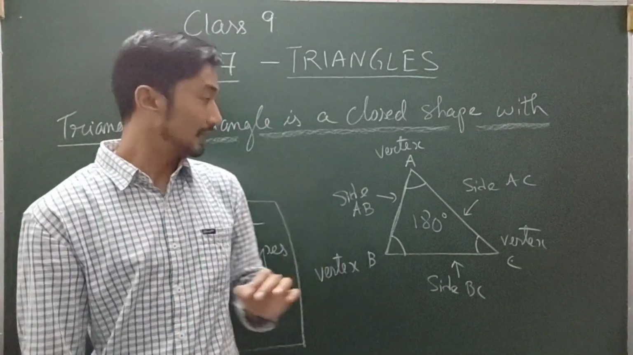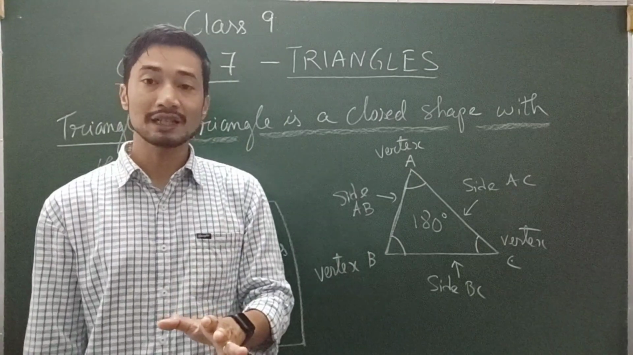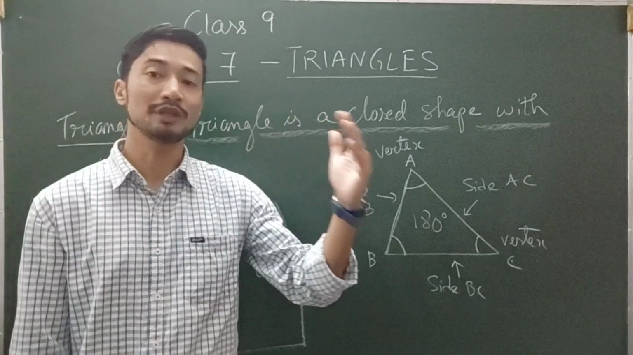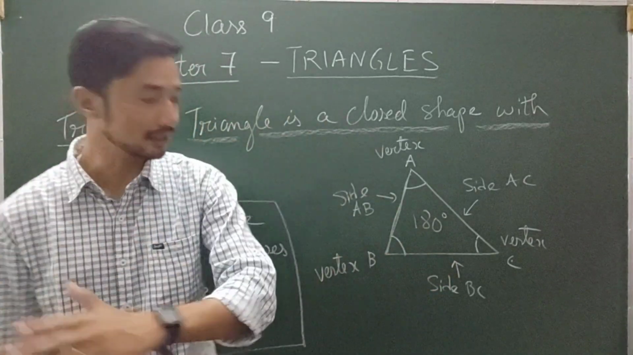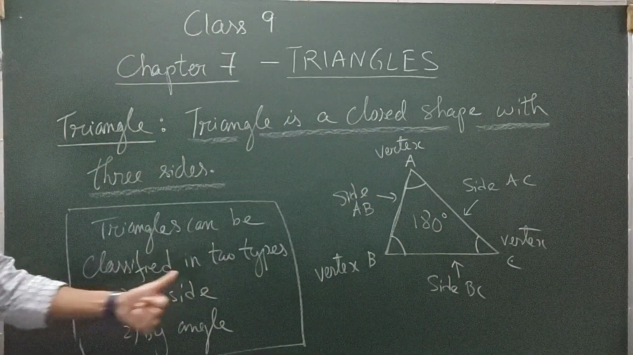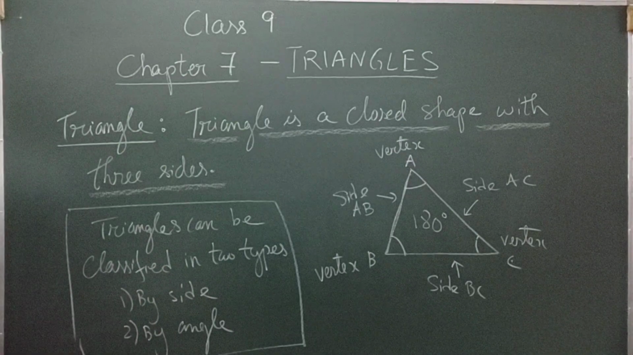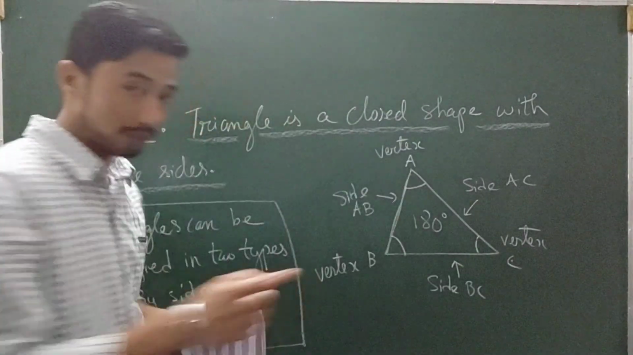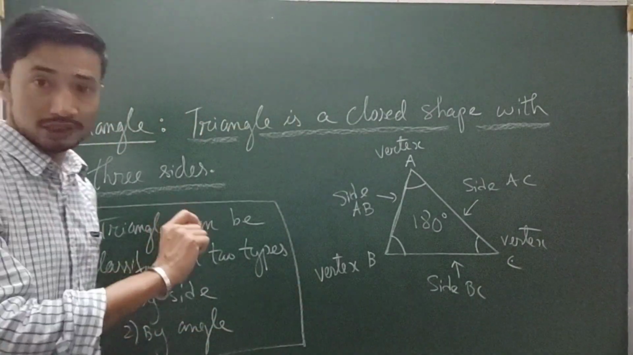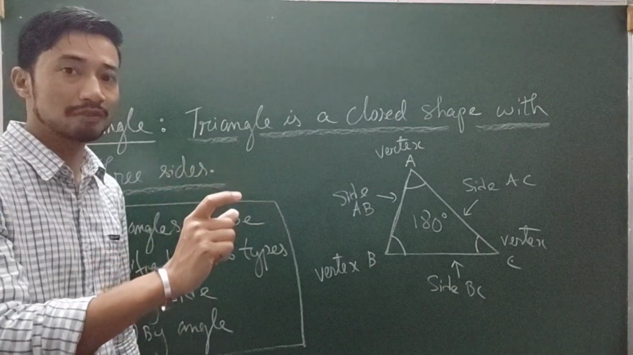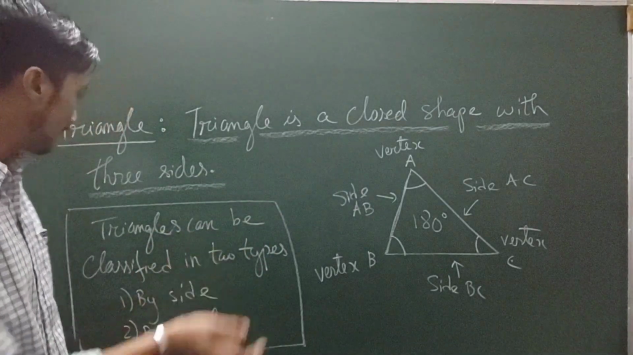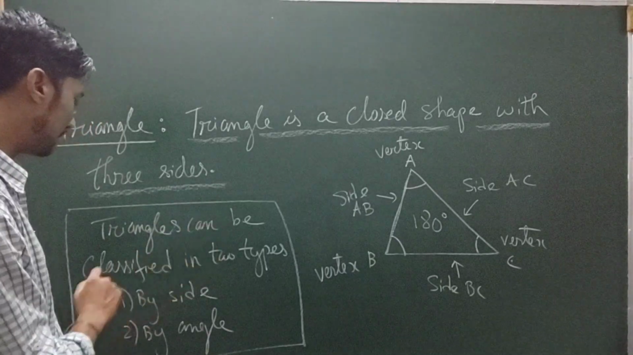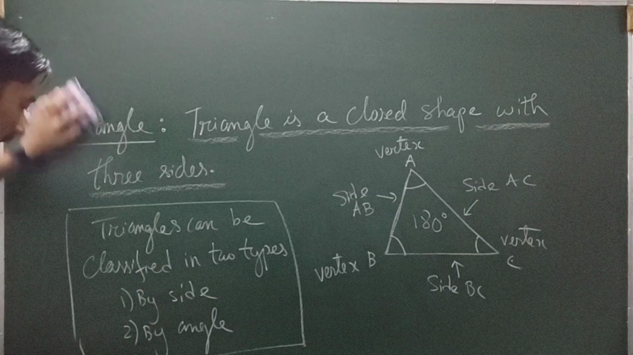All right, and then triangles can be classified into 2 types: one with respect to sides and the other with respect to angles. I hope you have brought your pen, paper, copy. Start writing it down, start the chapter well. Notes are very important. So let's move to the next topic, that is a revision topic: triangles can be classified into 2 types, by sides and by angles.